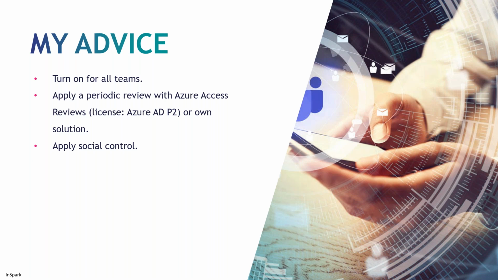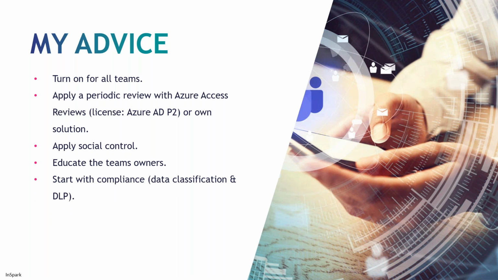Social control also works, because people will notice if there are external people within their team. They will just see it behind the name of the external person. You have to educate your team owners. You can, for example, tell them, hey, you are the owner of a department team. External access is on, but for these types of teams, we don't want you to do that. Again, it's no guarantee they won't do it, but at least you educated them. And again, you have to start with your compliance, data classification, and DLP.